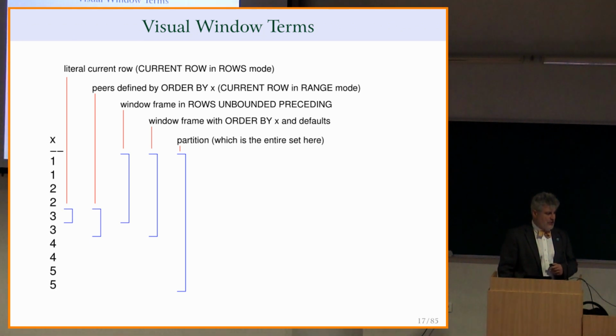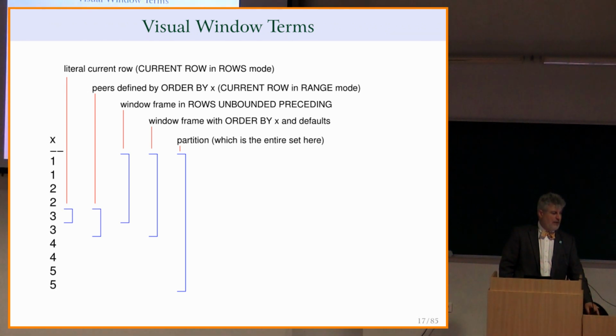Let's take a look visually. Okay, here's a data set where we have the numbers from 1 to 5, and they happen to be duplicated. Okay? So the literal current row is right here. Right? And that's the literal current row. The set of peers of the current row are both of the 3's. Those are my peers. Okay?